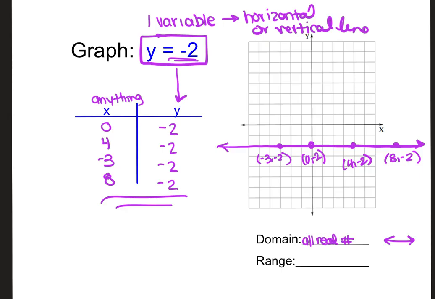And then our range, remember those are all of the y values that we need to make points on our graph. Well, the only y value that we need here for this graph is -2. It doesn't go forever up and down, so you can write that our range is simply y equals -2.